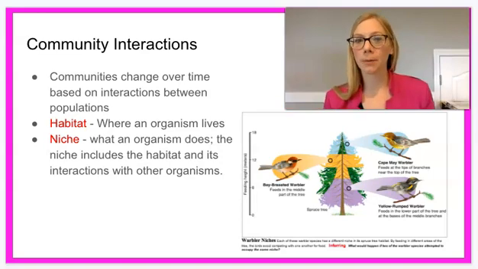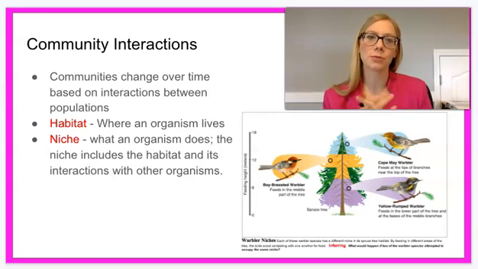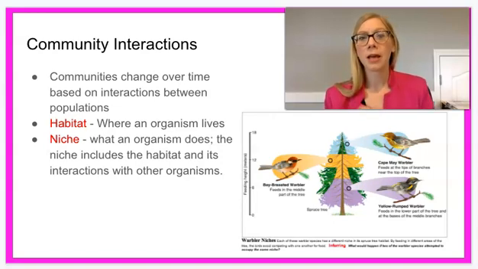We just wrapped up talking about Simpson's Diversity Index, and now we're going to start to talk more about how populations, or community interactions, right? How different organisms within that community interact together. Because communities change over time based on what these interactions are.